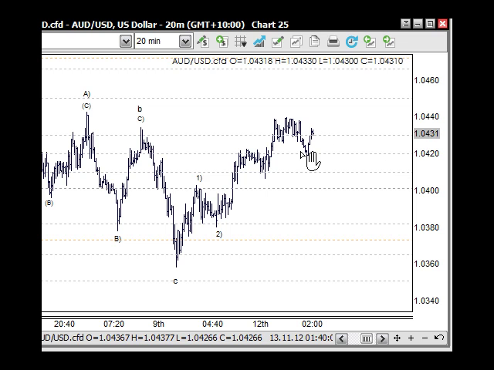Then you know that it's tested lower, that there are buyers there. So it just makes it easier. So we can expect that to move higher through there. So that's really about it.